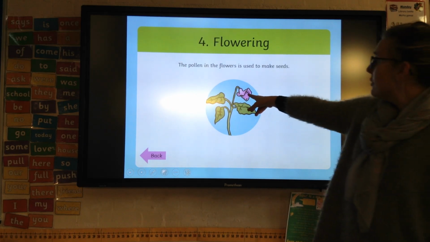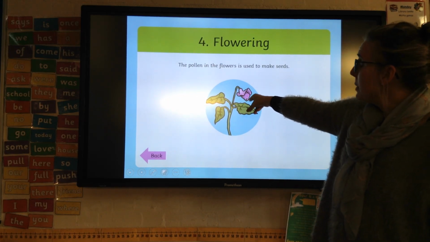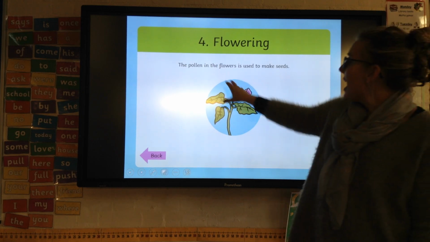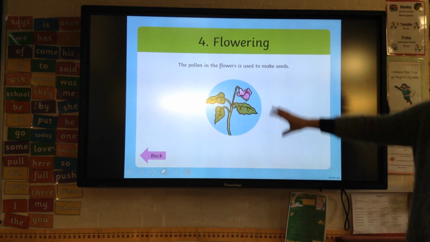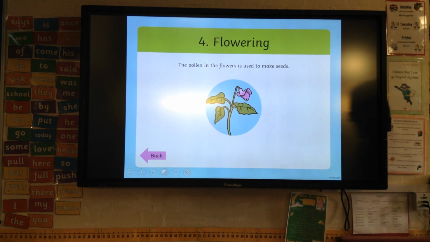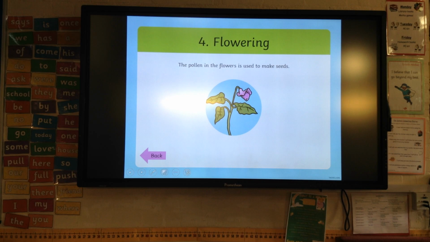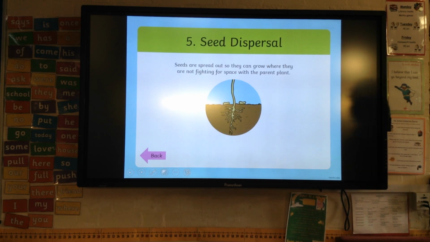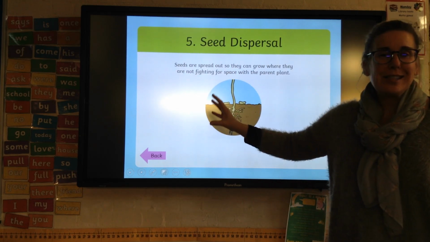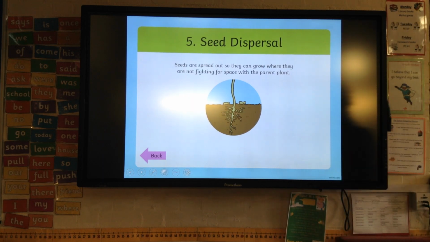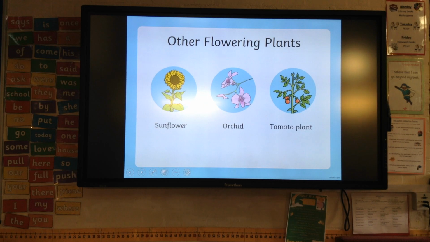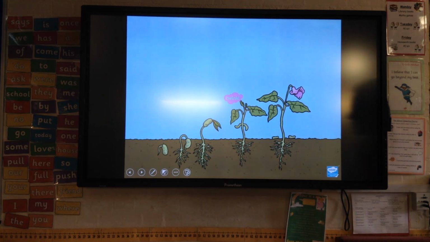So again, most plants will produce a flower, and once this has been pollinated, then seeds will form in the flower head, the seed pod at the top there. Excuse me, I can't think what I'm saying today. And then seed dispersal. Once the seeds have grown, the plant disperses them so that new plants can grow from those seeds. So there's a few other flowering plants there. So there's just a PowerPoint to look through.